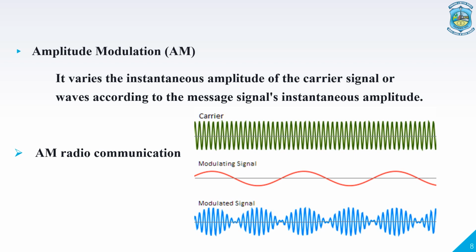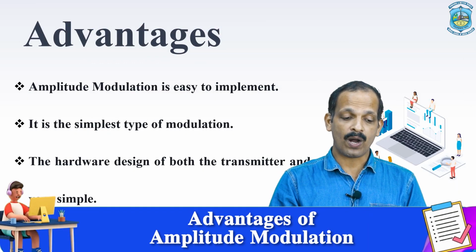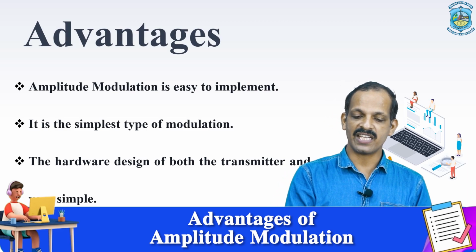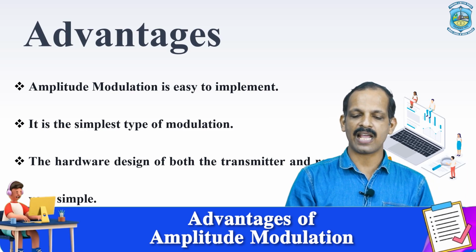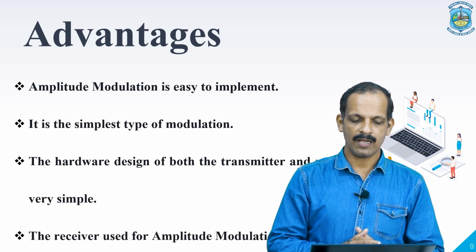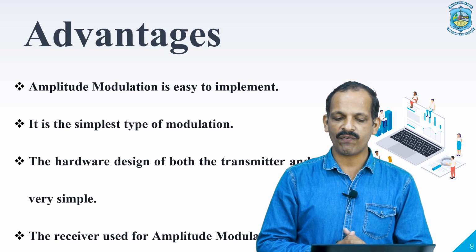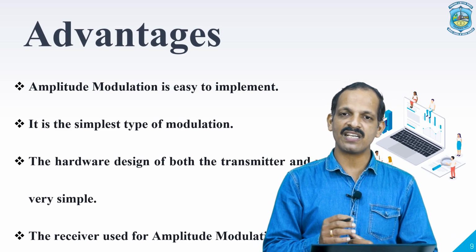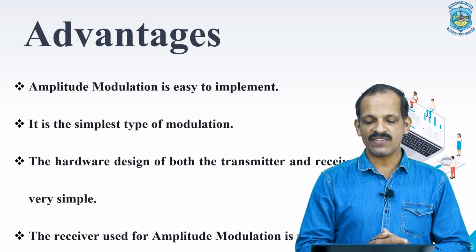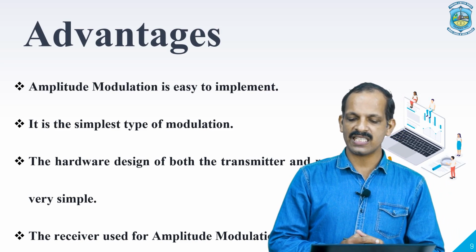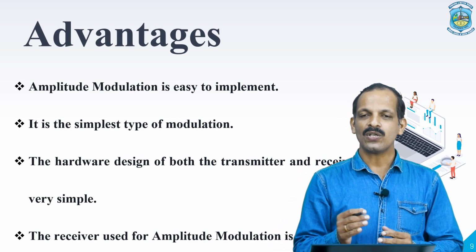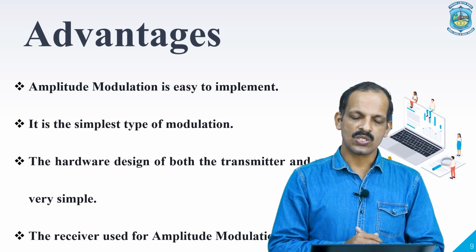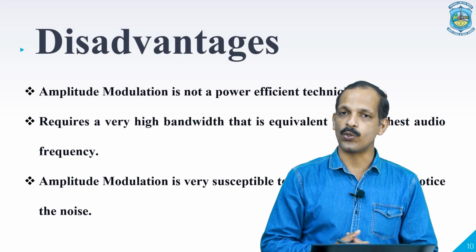One application of amplitude modulation is AM radio communication. Now we can check what are the advantages of amplitude modulation. It is very easy to implement and it is the simplest type of modulation, and the hardware design of both transmitter and receiver is very simple. The receiver used for amplitude modulation is very cheap, so comparatively the cost is also less. So these are the main advantages of amplitude modulation.